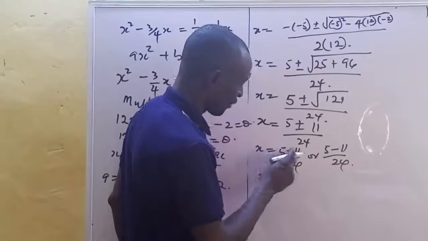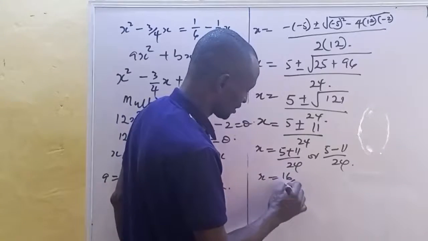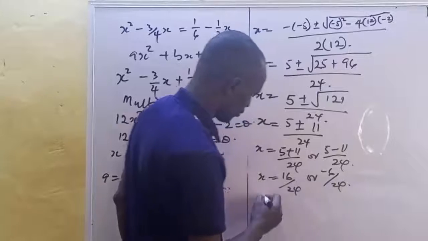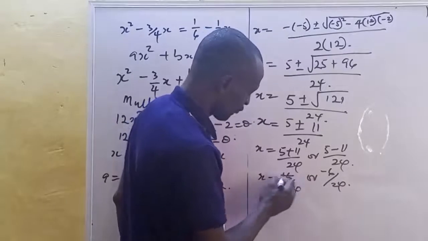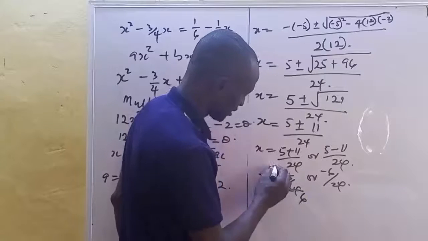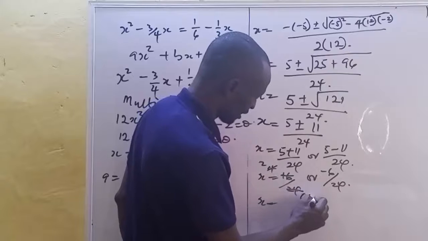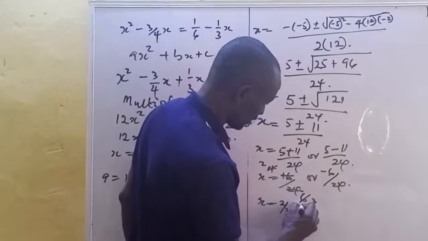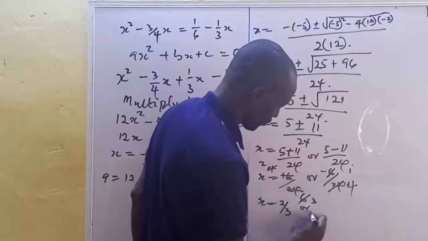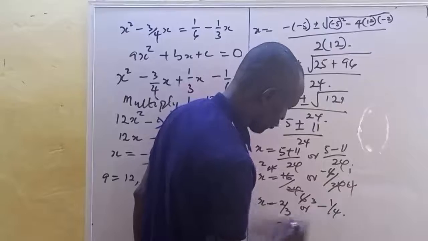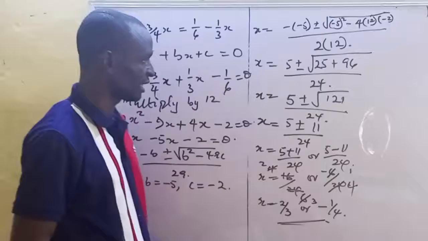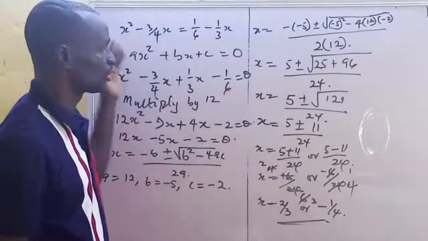X is equal to 5 plus 11 over 24 or 5 minus 11 over 24. X is equal to 5 plus 11, that's 16, 16 over 24, or minus 6 over 24. 4 into 16 is 4, 4 into 24 is 6, 2 into 4 is 2, 2 over 3 or 1: 6 into 24 is 4, or minus 1 over 4. Quite easily done. With that, we've seen how to solve this equation.